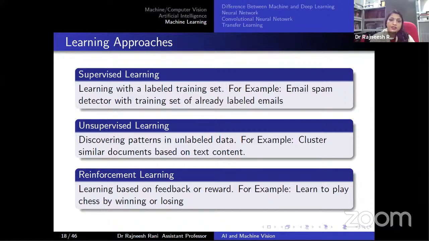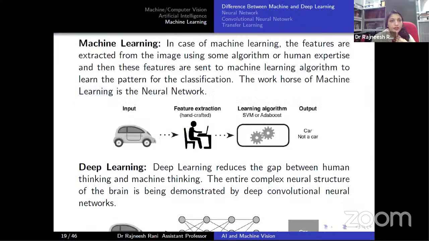Reinforcement learning is learning based on feedback or reward. For example, if you are playing chess and you lose that game, then next time you will think, last time I played like this, so that is why I lost. So next time you will not play with that method. Similarly, reinforcement learning means you learn based on reward or feedback, learning from previous experience. That is, learn to play chess by winning or losing.